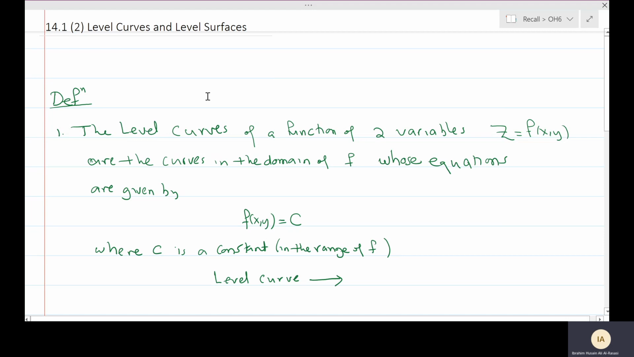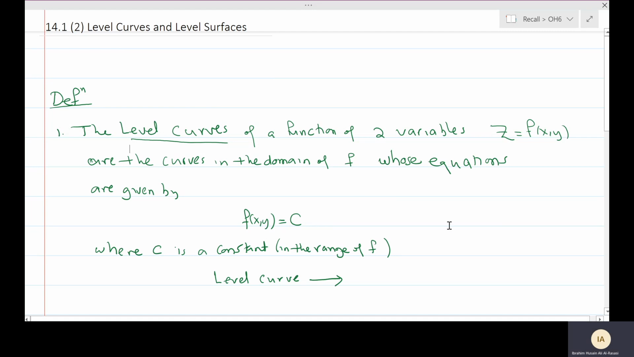Definition: the level curves of a function of two variables, z equals f of x, y, are the curves in the domain of f, whose equations are given by f of x, y equals c, where c is a constant in the range of f. Notice the definition replaces z with c, a constant. This is a curve in the domain of f. It is called the level curve of f.